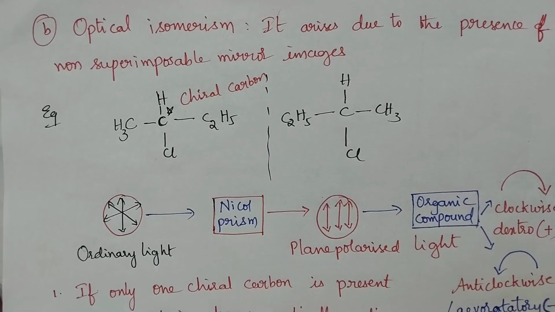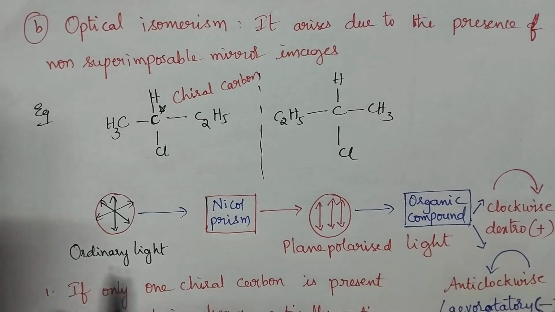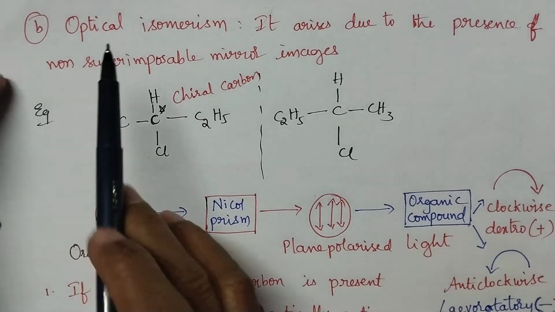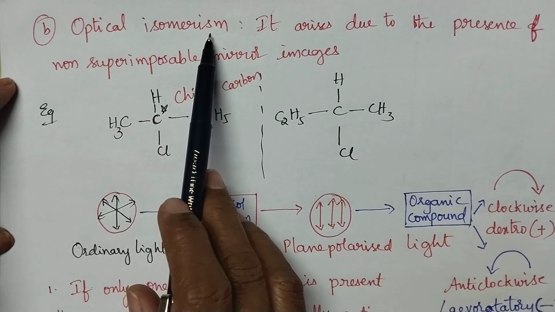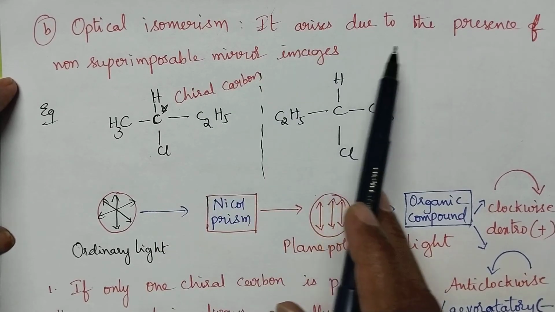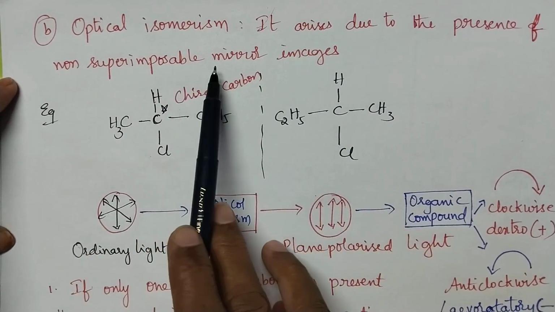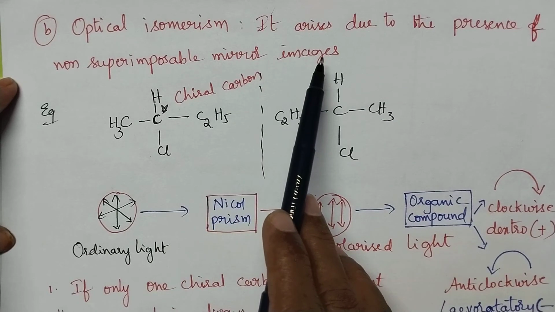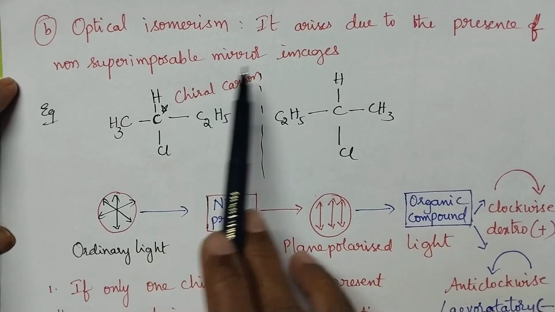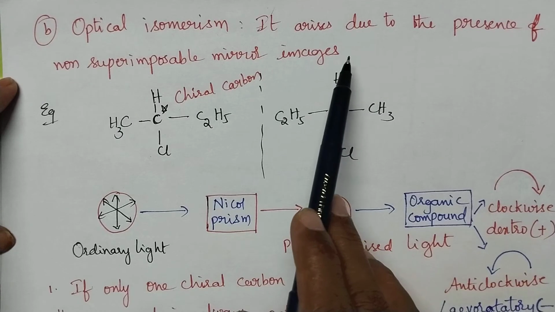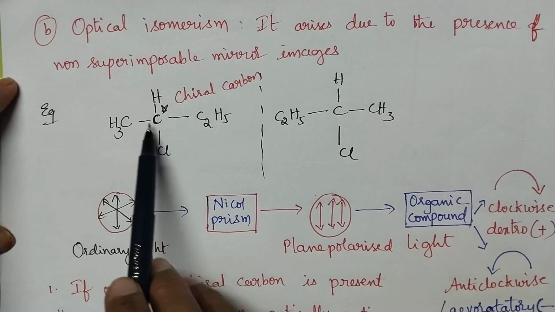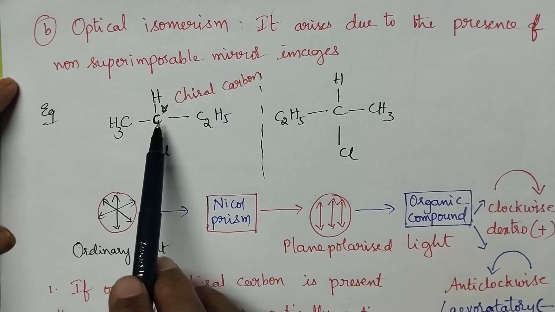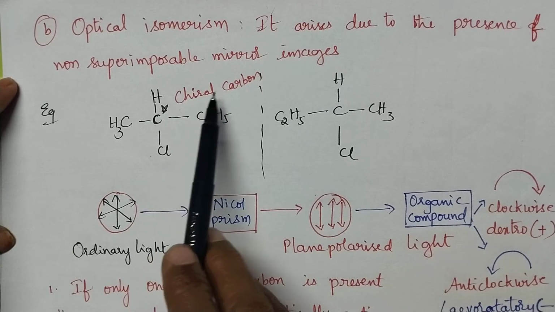Next, let us discuss in detail the optical isomerism. Remember that in order to exhibit optical isomerism, a compound is supposed to have non-superimposable mirror images. So, what do you mean by non-superimposable mirror images? Let us consider a simple example. So, it is the basic compound. Here, one chiral carbon is present.